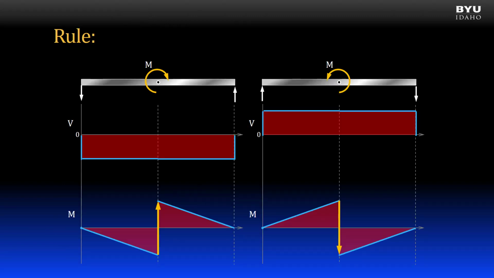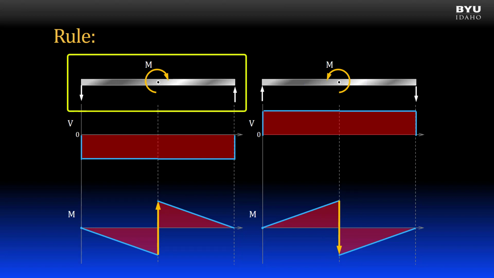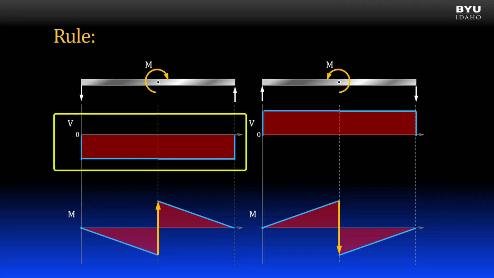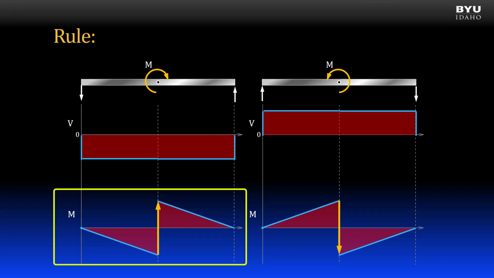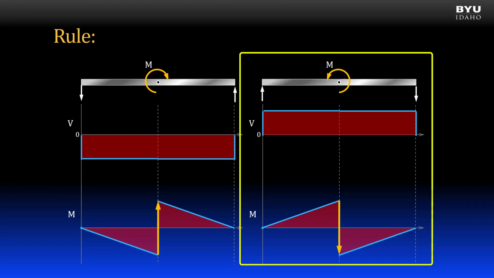Here is the rule that can be memorized or reasoned out. For clockwise moments, we see a positive jump in our moment diagrams. For counterclockwise moments, we see a negative jump. I show a simply supported beam with a single concentrated moment acting at its center. When the moment is clockwise, the support reactions point down on the left and up on the right. This results in a shear diagram that is negative over its whole length. This makes the moment diagram always slope downward. Therefore, a positive jump in the moment diagram is needed to ensure that the diagram starts and ends at 0. The opposite is true for the counterclockwise moment.